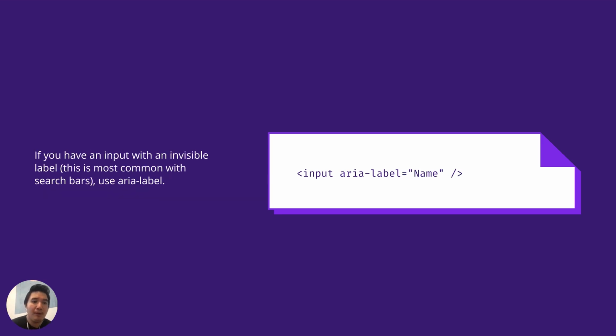If you have an input with an invisible label, this is pretty common with search bars, use ARIA label. So here is a really good example where you'd want to just use an invisible label. This doesn't show up in the markup. What you can do is use a label in the same way we did before, and then make the label invisible using the way we did with skip links. But typically, it's perfectly fine to use ARIA label. It's pretty well supported.